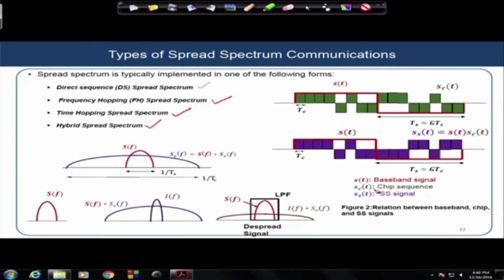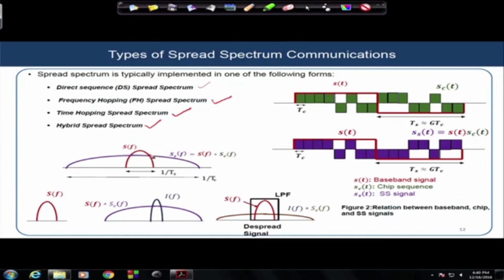We have given here the expressions for all those 3, and if I come back here and look at the frequency domain, this is the spectrum of the data signal S(t), which is S(f), and it has a bandwidth of 1 by Ts, because Ts is the time duration of this signal. After the multiplication, we end up with the spread signal, governed roughly by 1 by Tc. This Ss(f) is the convolution of S(f) and Sc(f). Now this is transmitted finally.